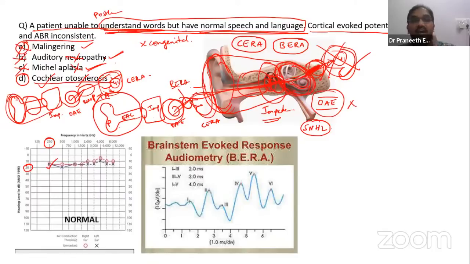And malingering: PTA will be abnormal, BERA will be normal, SERA will be normal, because BERA and SERA are objective tests, okay? And your pure tone audiometry is a subjective test. Pure tone audiometry depends on the responses given by the patient. He may tell anything, even after he hears, he can say he is not hearing. That is malingering. So that cannot be found with PTA, but that can be found with BERA, which is an objective test, not concerned with the patient's answers. Even though the patient is saying he is not hearing anything, his BERA will show that he is hearing. But in the question you can see ABR is inconsistent. Your BERA is inconsistent, the examiner is saying. So malingering could not be the answer.